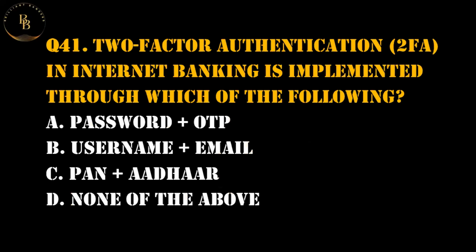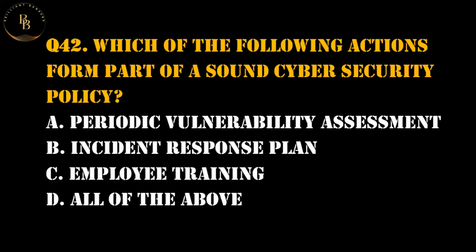Question number 41. A two-factor authentication in internet banking is implemented through which of the following? Is it password plus OTP? Is it username plus email? Is it PAN plus Aadhaar, or none of the above? One of the easiest questions in this session. And the right answer is password and OTP because everyone is using it. You know what happens.